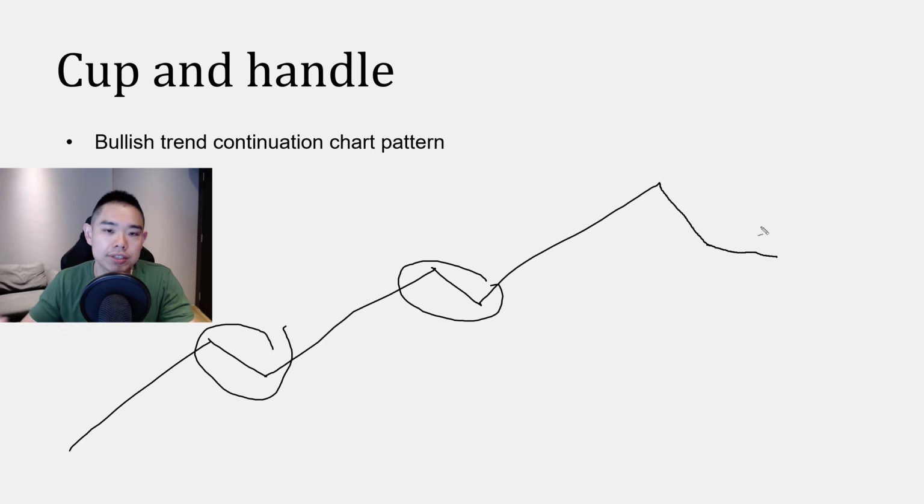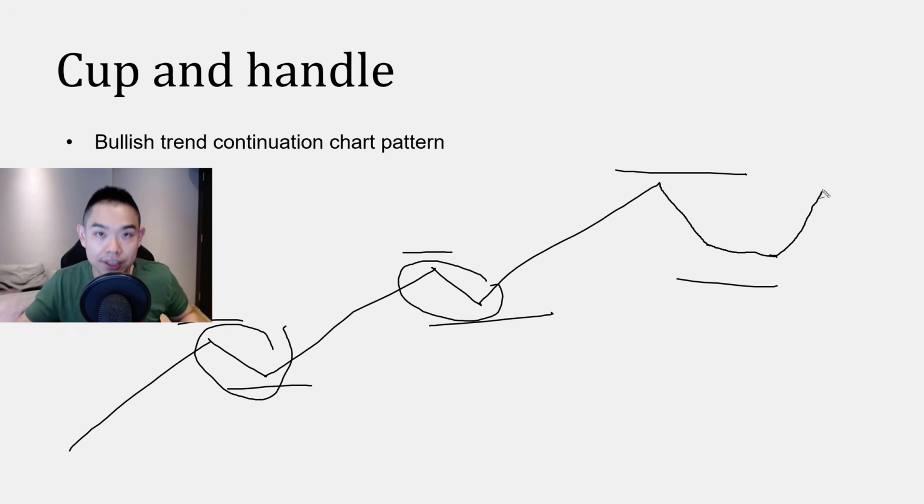So at this point, there is nothing bearish on this chart. In fact, the market is still bullish because you notice a series of higher highs and higher lows. And what you'll notice is that for the cup and handle pattern, the market will stage another rally to attempt to break out of these highs.